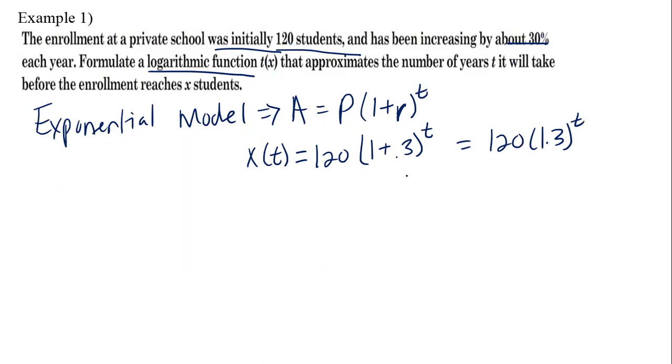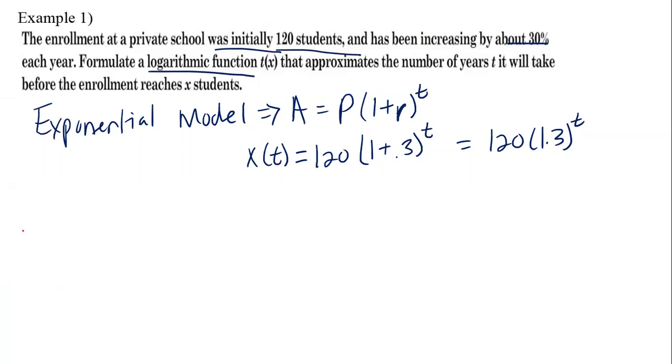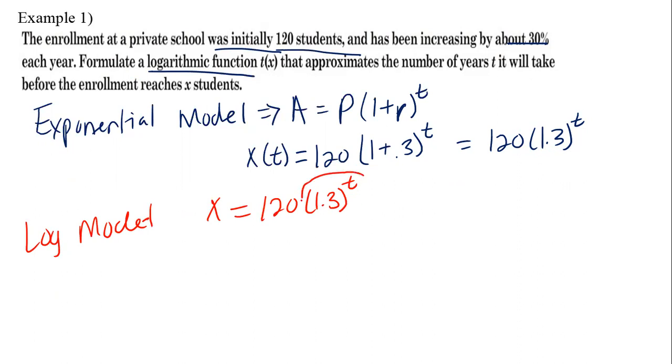That's our exponential. But what did this problem want? Our logarithmic model. So our log model means that we need to solve for t. So our goal is to get t by itself. In order to get t by itself, so right now we have x equals 120 times 1.3 to the t. This has to be all by itself before we can start anything, which is what we did on the other side of our notes.